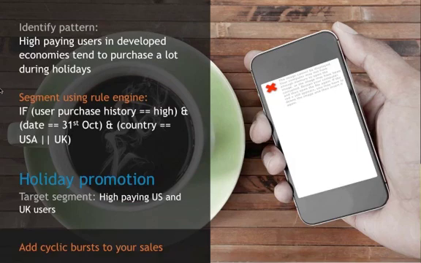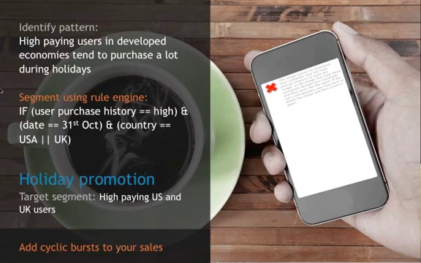So figure out that time of the year and then say, great, at this particular time, for a segment of users which are maybe my highly paying users in this particular country. Say, for example, Halloween is very specifically celebrated in the US and UK. Create that segment of users and target them with holiday promotions, right? Again, this helps you add cyclical revenue into your entire sales itself, right?